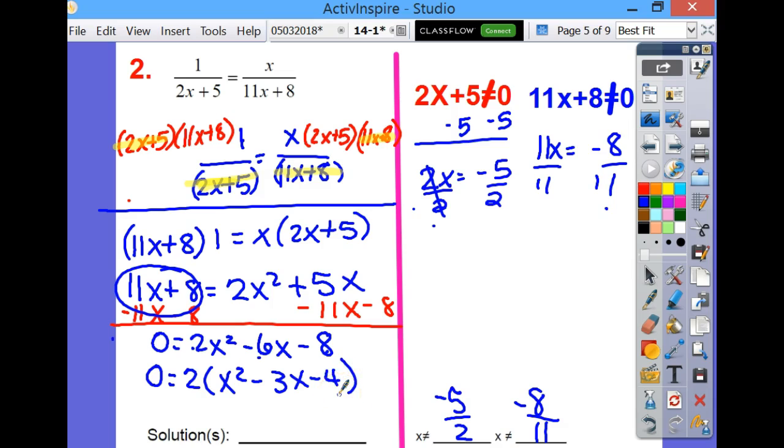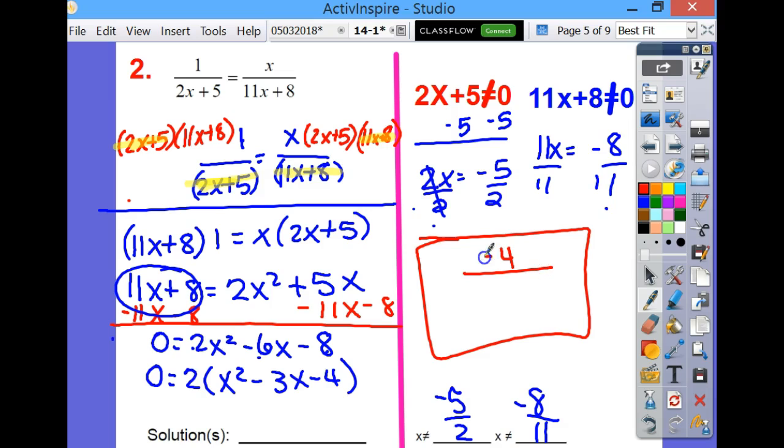So now, in order to factor it, I multiply the first number times the last number, and I have a -4. These are the factors of 4. I need numbers that are going to add up to get a -3. Which pair of numbers would add up to get a -3?